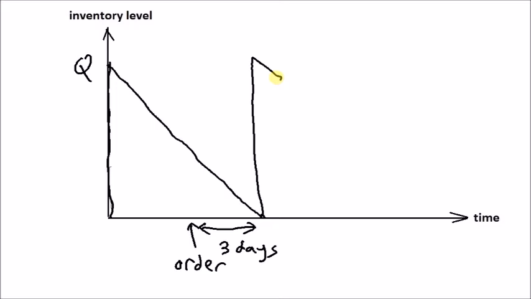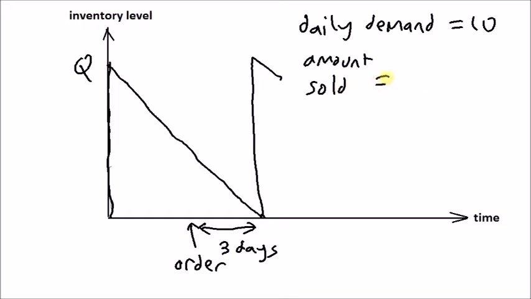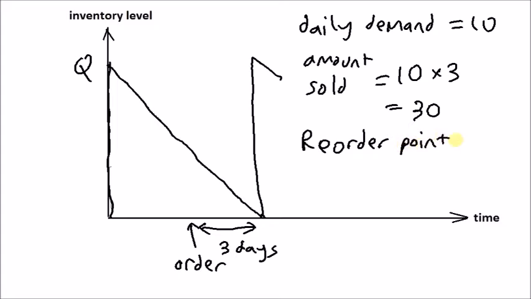Suppose the business sells 10 items per day. In other words, the daily demand is 10. During this 3-day period, the amount sold equals 10 items per day times 3 days, which equals 30. This value is known as the reorder point, or ROP for short.